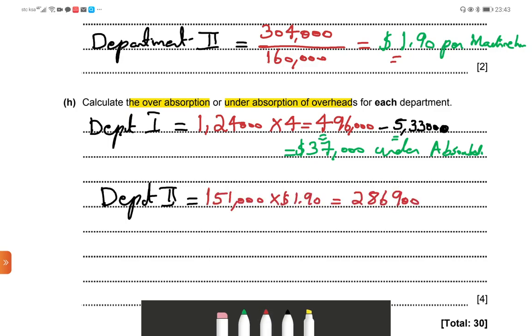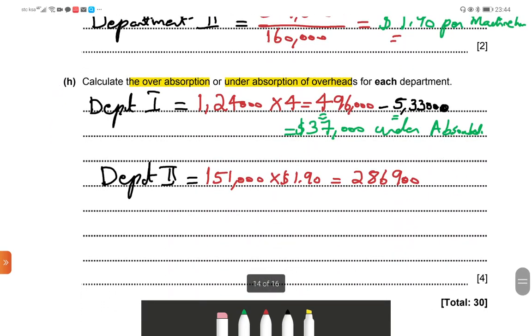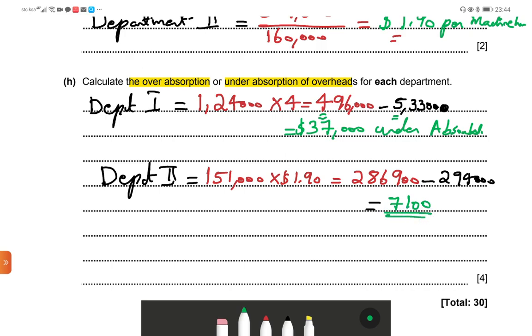That is equal to 286,900. But what is the actual overhead for department 2? Actual is 294,000. Budgeted is only 286,900. The actual is more, budgeted is less. So what is the difference? 7,100 is the difference. So this is 7,100 under absorbed, because our budgeted is less than the actual.